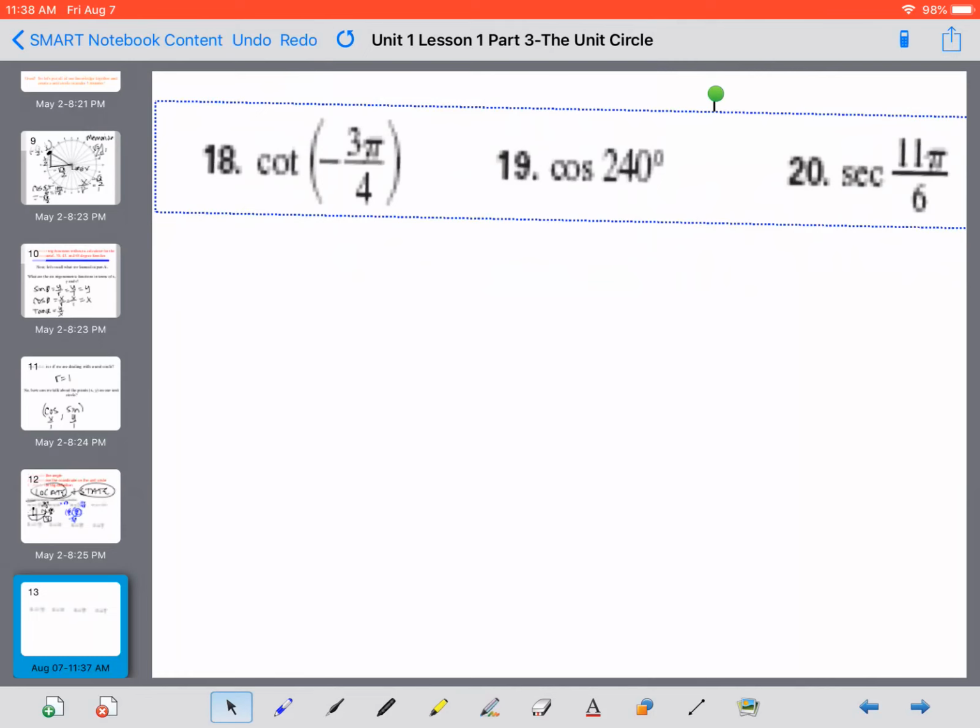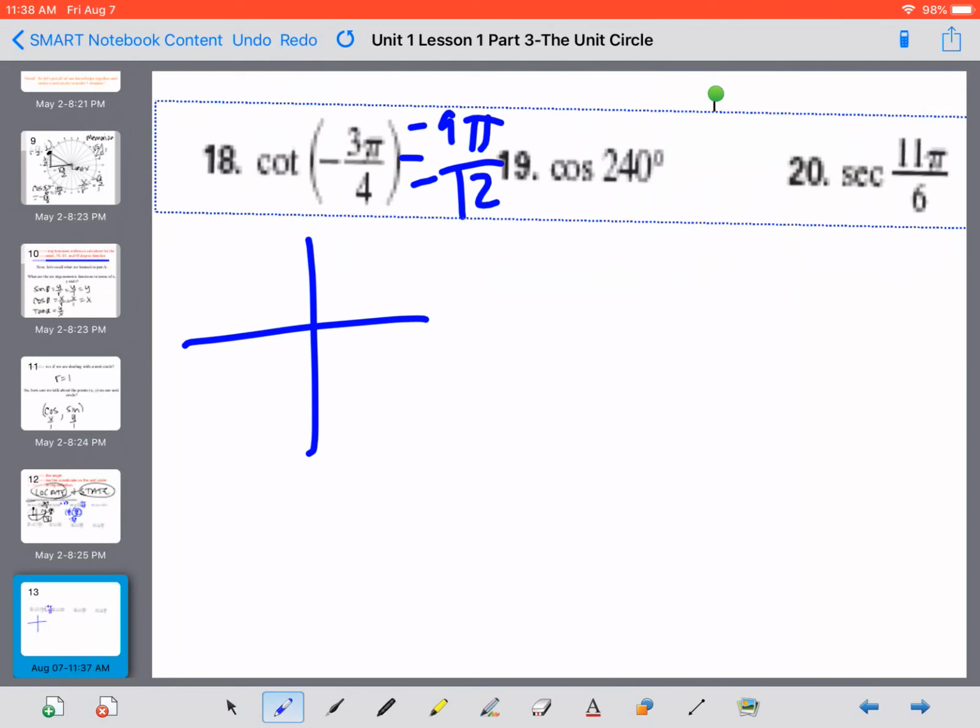All right, so cotangent of negative 3 pi over 4. Again, we locate and state. We locate the angle, we state the coordinate, we apply the definition. So I need to locate the angle. Well, if I don't know where negative 3 pi over 4 is, I can convert to twelfths. 4 times 3 is 12, so this is equivalent to negative 9 pi over 12. So this is negative 12 pi over 12, and this is negative 6 pi over 12, so I'm going to be in the third quadrant.